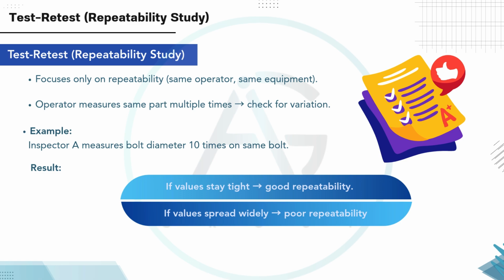If the measured values are very close to each other, we say the system has good repeatability. But if the measurements vary a lot, it indicates poor repeatability, which means there's inconsistency in how the operator or the equipment performs. This kind of study helps us understand how much variation is coming from the operator and equipment alone, without the influence of different parts or inspectors. Repeatability is a foundational check before we move on to more complex studies like reproducibility, which involves multiple operators.